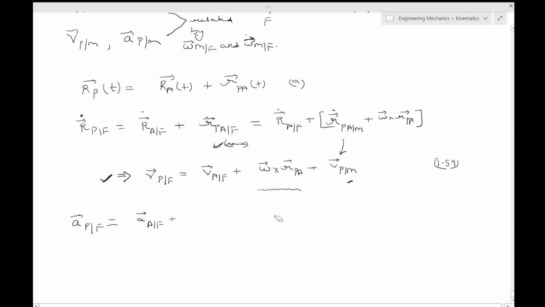Okay, and clearly there will be a chain rule applied. So first would be omega dot with respect to frame f cross r_pa, then the next would be omega cross r dot pa with respect to f, plus, and then you have d by dt of this term, d by dt of the velocity of p with respect to m in the frame f.